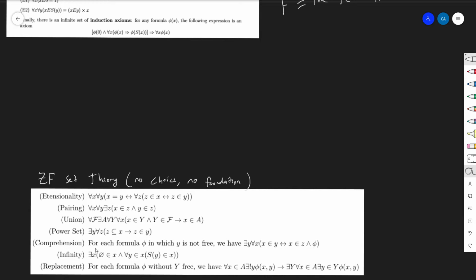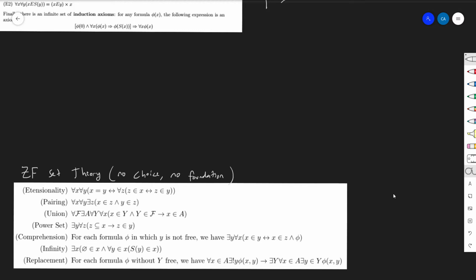This is an infinite set of axioms. For each form, they all serve one purpose, but there's infinitely many of them. We're saying that for every formula phi, in which I is not free, something is true about it. So again, this is an infinite set of axioms, one for every single formula. Same thing down here. For every formula in which something else is not free, we have this, right? So again, infinitely many.